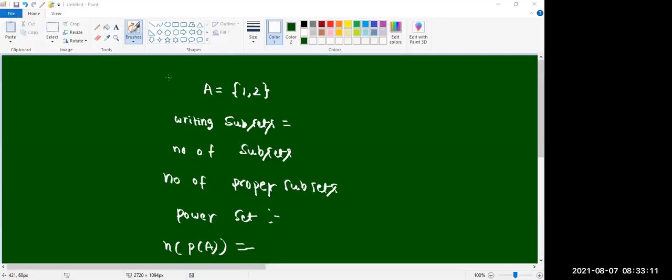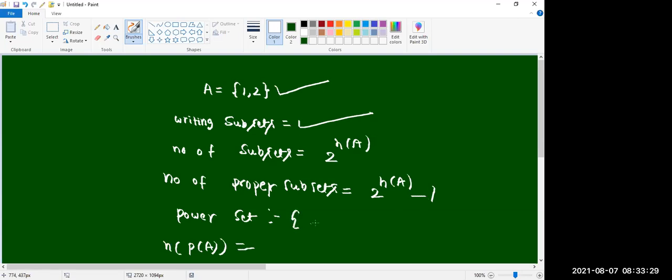Yes. The important things in subsets: if they give one set, writing the subsets is important. The number of subsets is important, 2 power n of A. The number of proper subsets is 2 power n of A minus 1. This is important. Writing the power set is important.